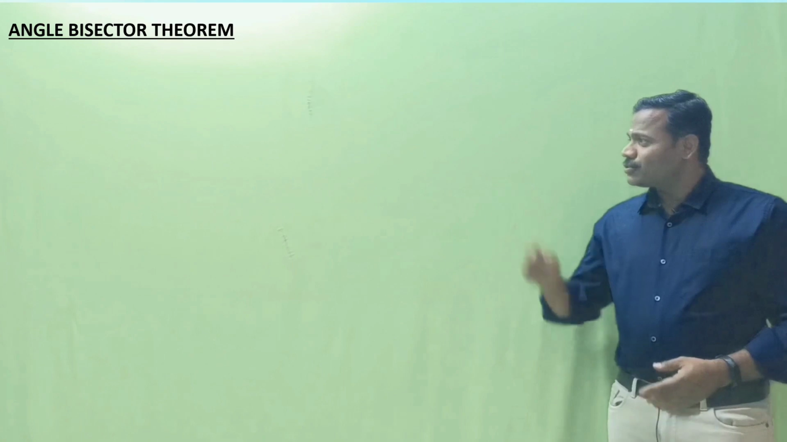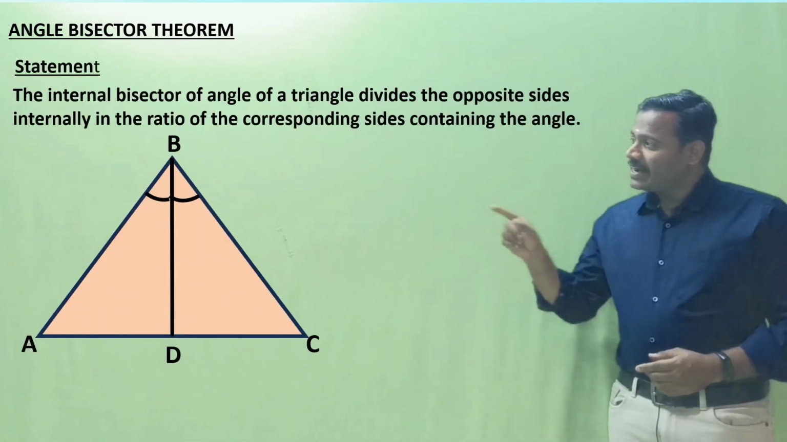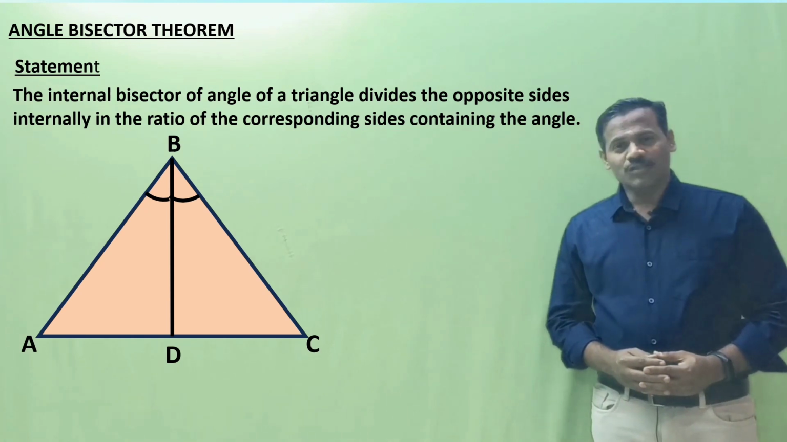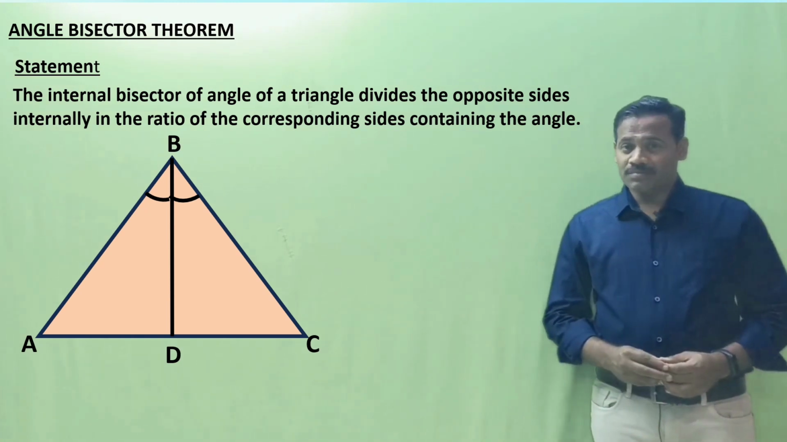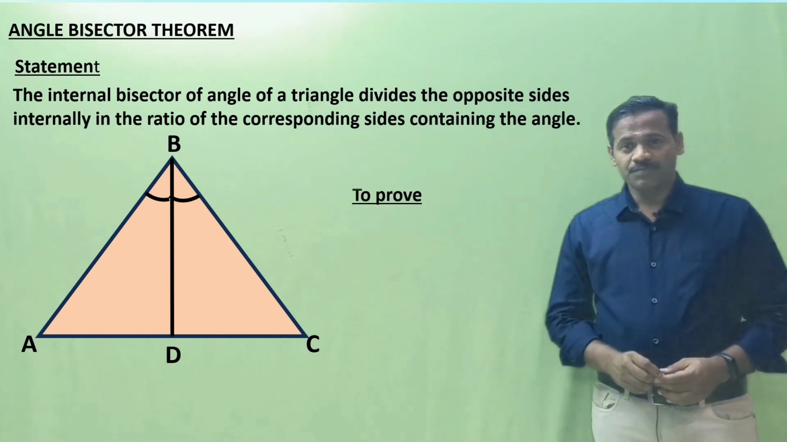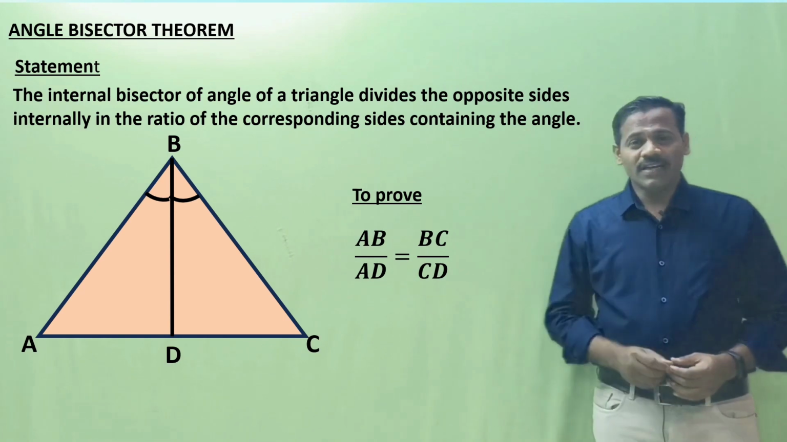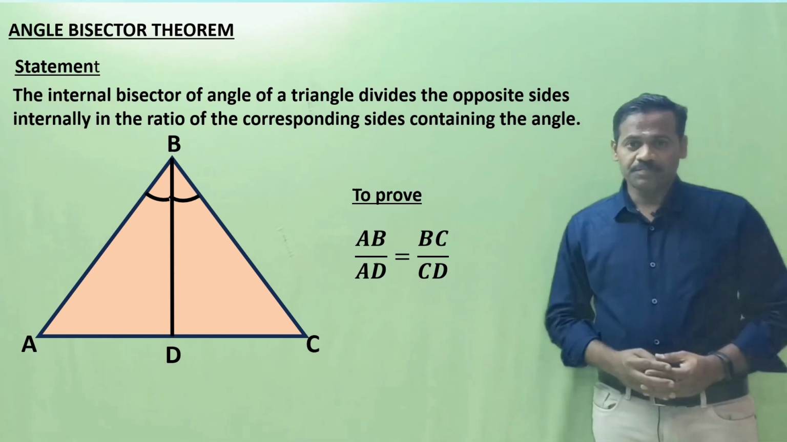Children, now let us go to the statement of the angle bisector theorem. The internal bisector of an angle of a triangle divides the opposite side internally in the ratio of the corresponding sides containing the angle. So what does the angle bisector theorem tell us? The ratio of the other two sides of the triangle, which means AB by AD is equal to BC by CD, are going to be the same.